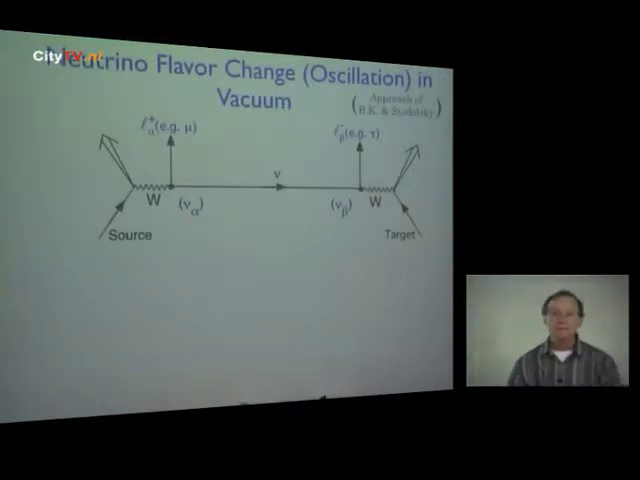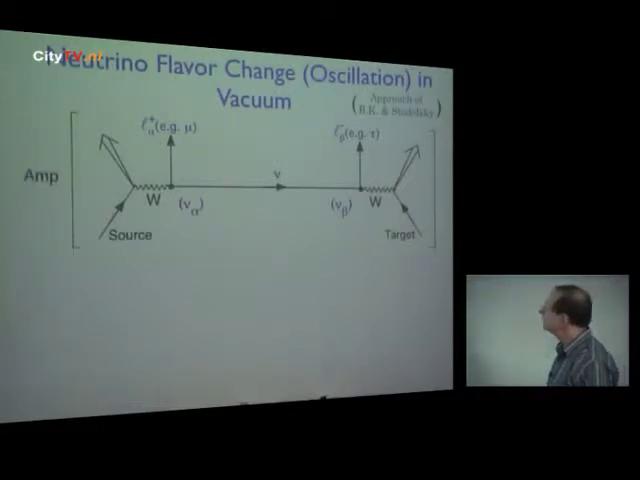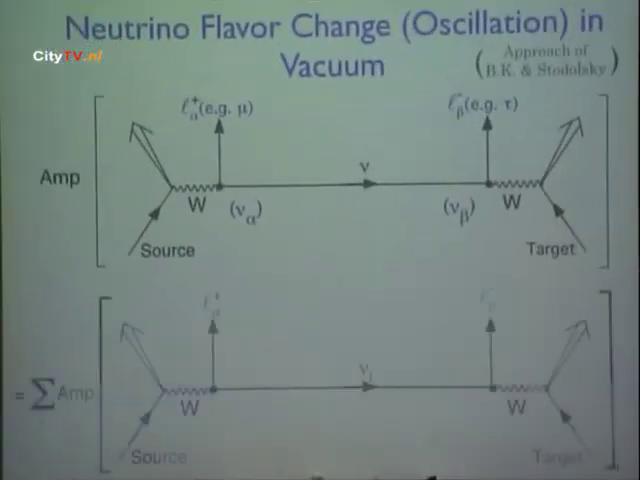As a result, just like in the double-slit electron interference experiment, the contributions of the different mass eigenstates have to be added coherently with one another, and consequently the amplitude for nu alpha to go to nu beta is a coherent superposition of the contributions of the various mass eigenstates nu i.